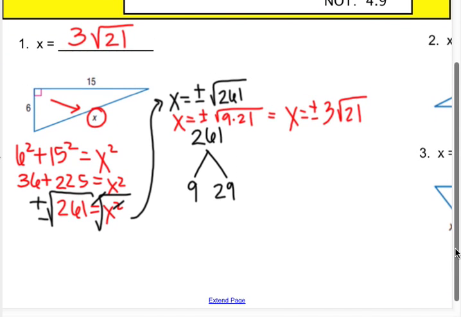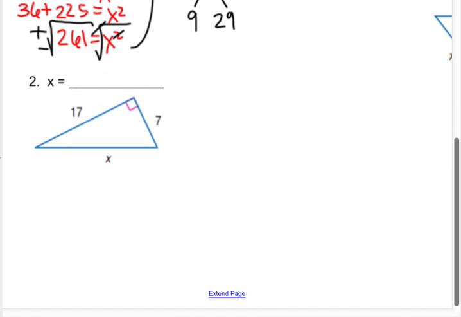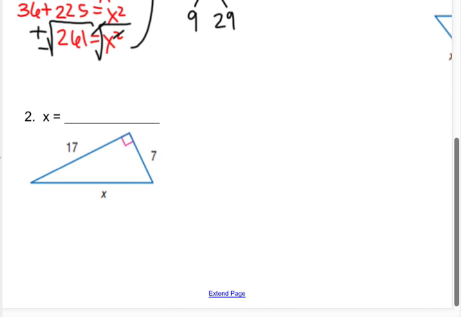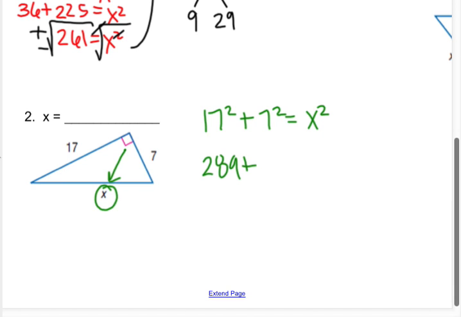Example 2. Let's go ahead and look at that one. Once again, I'm going to do the Pythagorean theorem. I figure out which one is my c side or my hypotenuse. Across from that right angle, so this is my c. So I would have 17 squared plus 7 squared is equal to x squared. 17 squared is 289 plus 7 squared is 49 is equal to x squared. 289 plus 49 gives me 338.